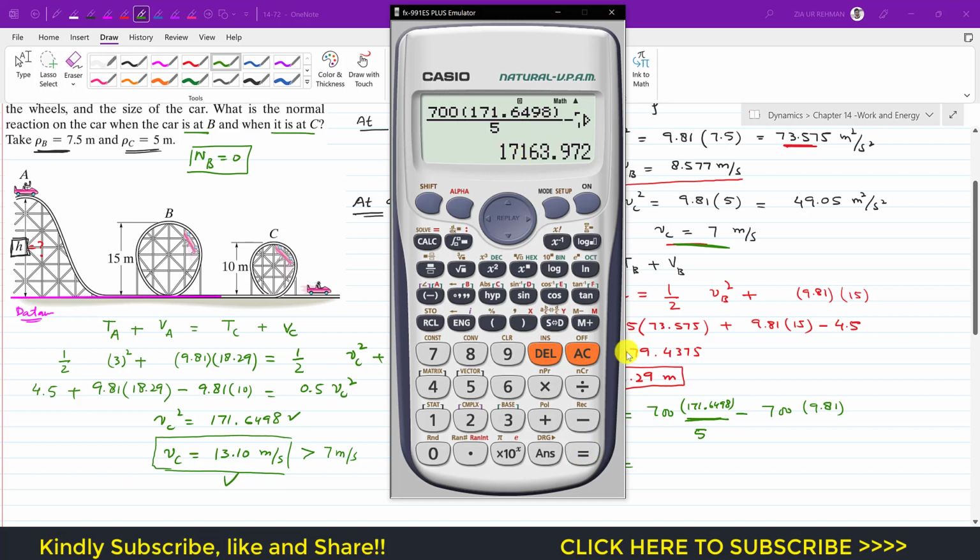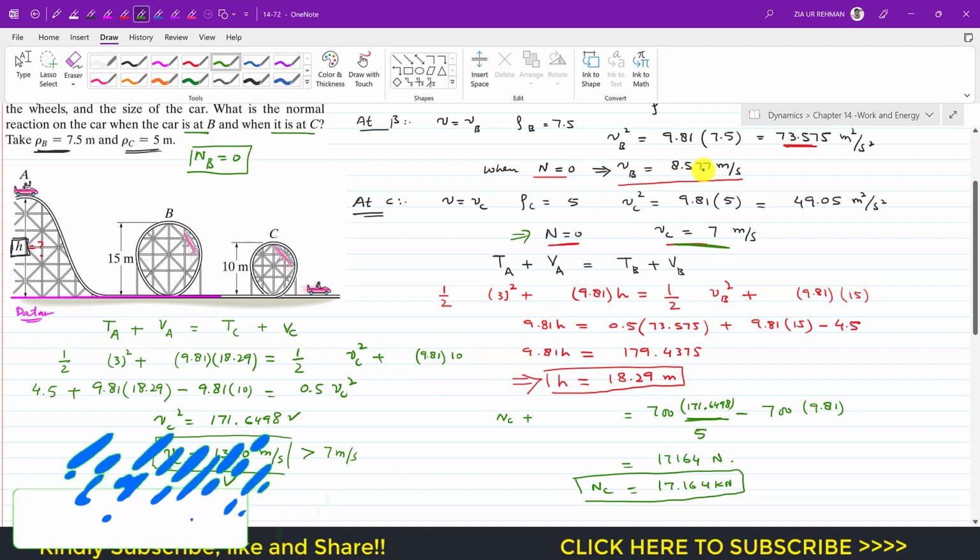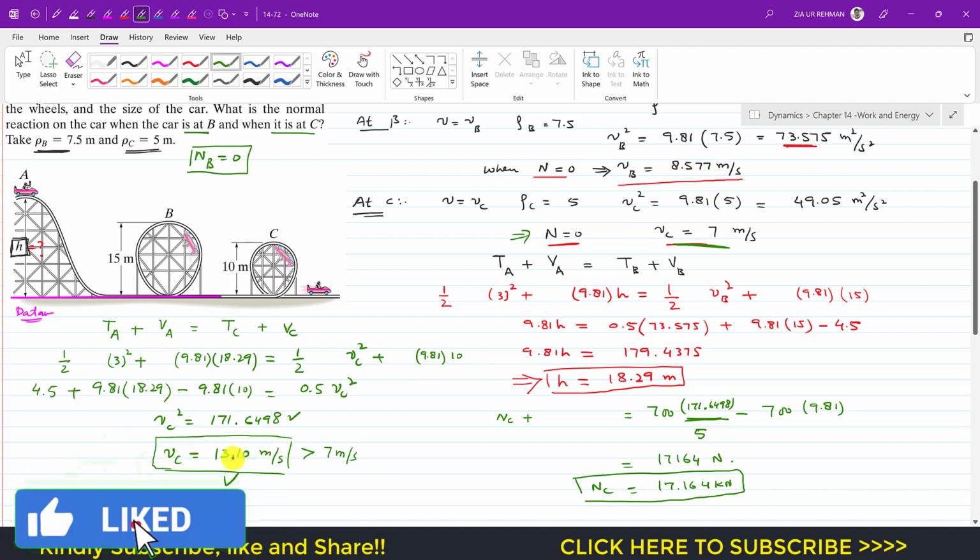So this gives us NC equal to 17,164 newtons, or we can say 17.164 kilonewtons. So NB is equal to 0 and NC is equal to 17.164 kilonewtons, and the velocity at point B is 8.577 meters per second, and the velocity at point C is 13.10 meters per second.